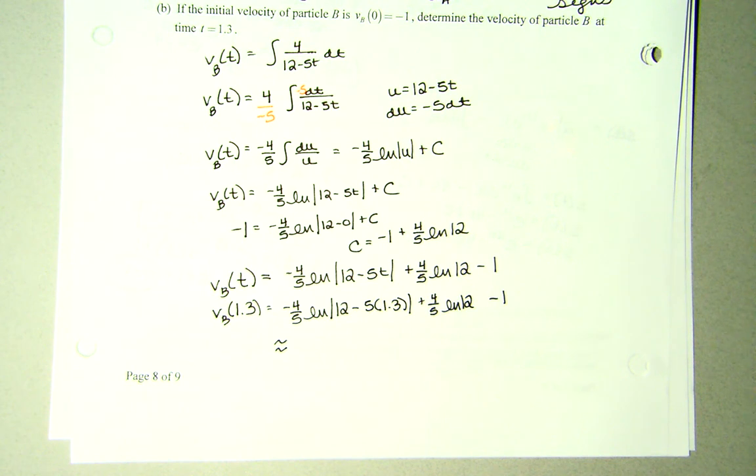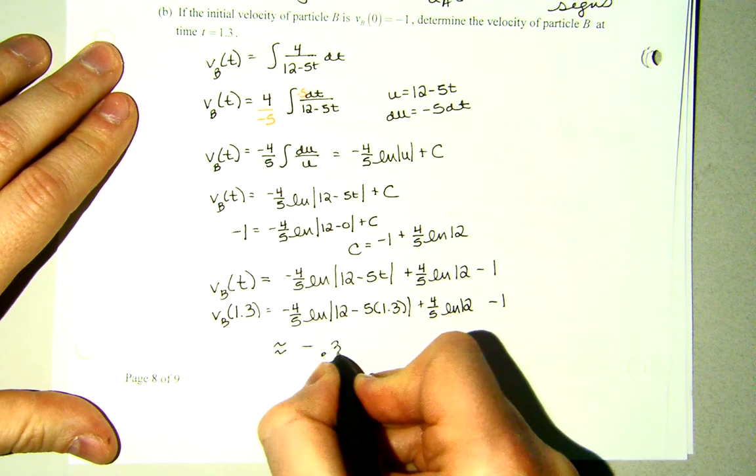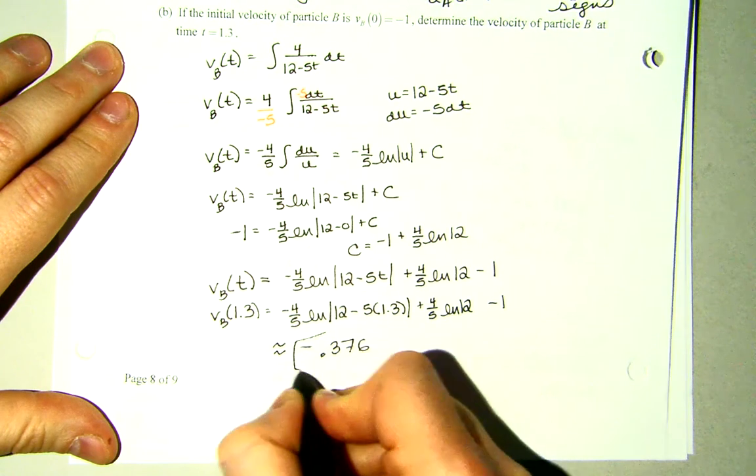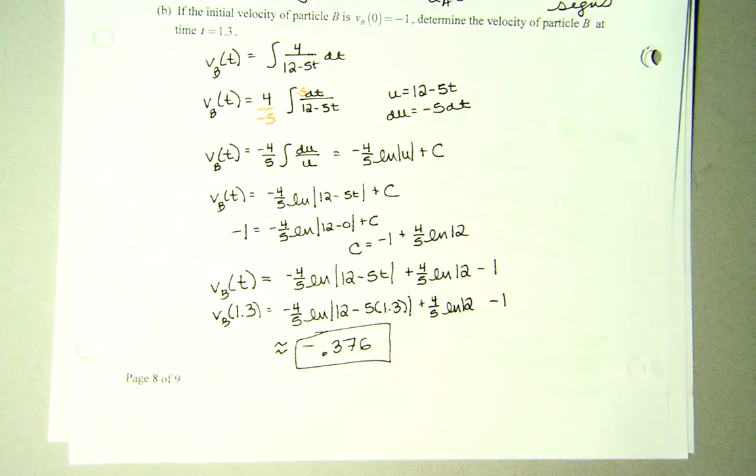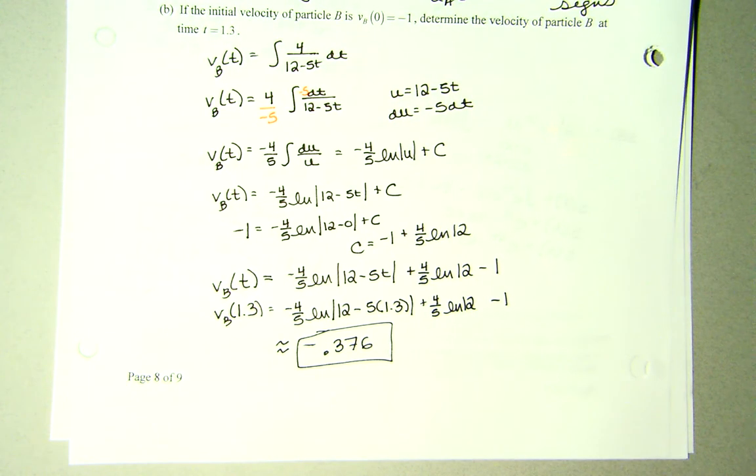Did you get that kind of ugly negative 1 plus 4/5 ln 12 for your constant? I'm seeing nodding. Okay, that's encouraging. And I'm going to plug in 1.3. How about negative 0.376? Good. What's the particle's velocity at time 1.3? Negative 0.376. I'm going to wait a moment because I see a couple people still writing some things.